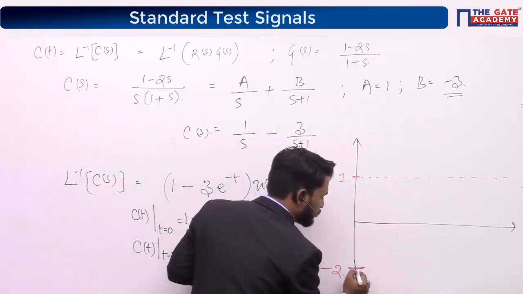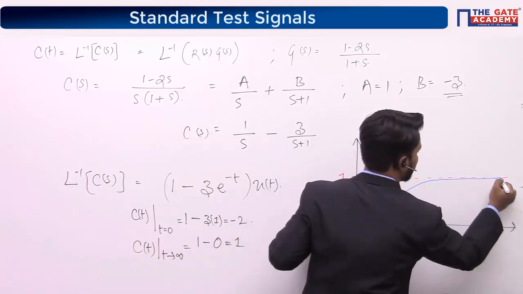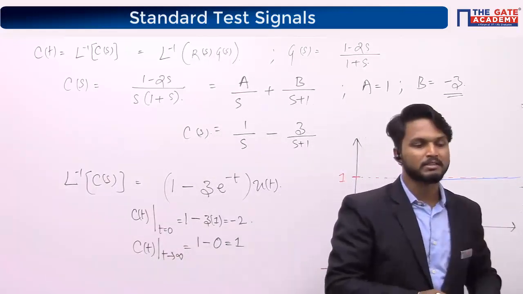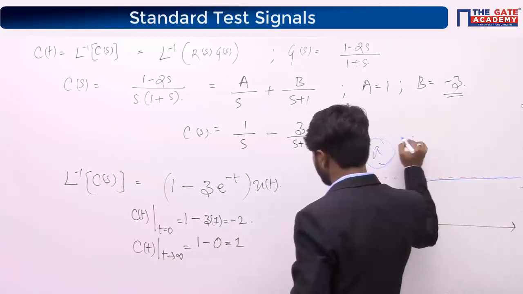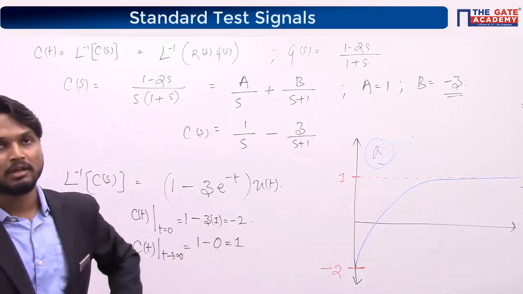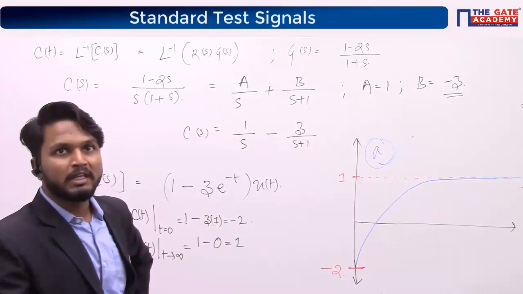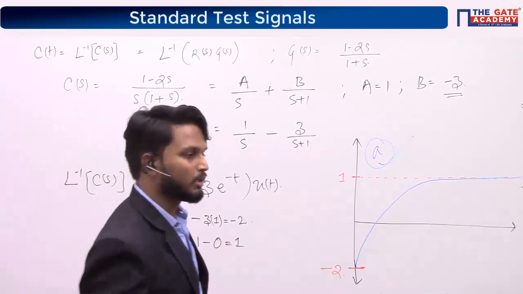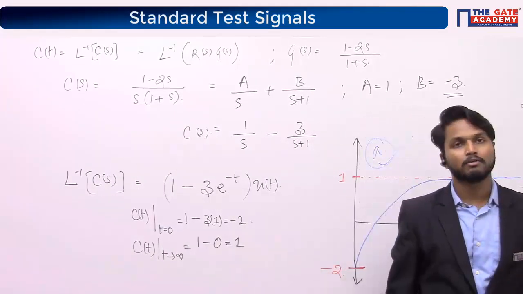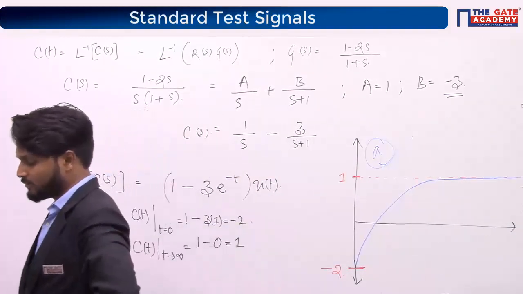It will start at 2 and it will exponentially grow towards minus 1. This is the response. So out of all the options, which option matches this? Option A is the right answer for this particular question, right? So this is how you calculate the response of any particular system. Any particular system's response can be calculated in this particular way, right? So this was a very good question given in 2015.